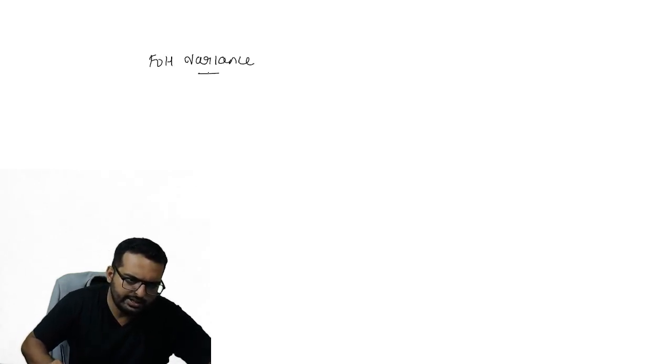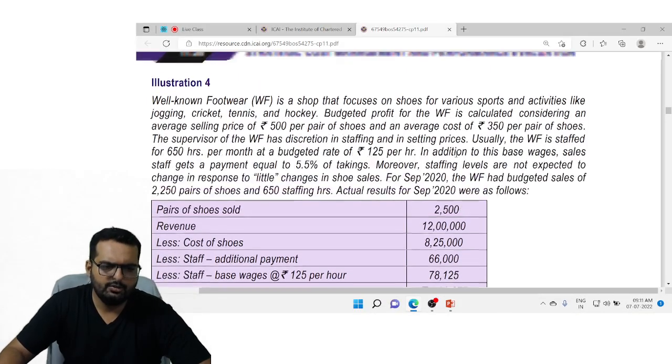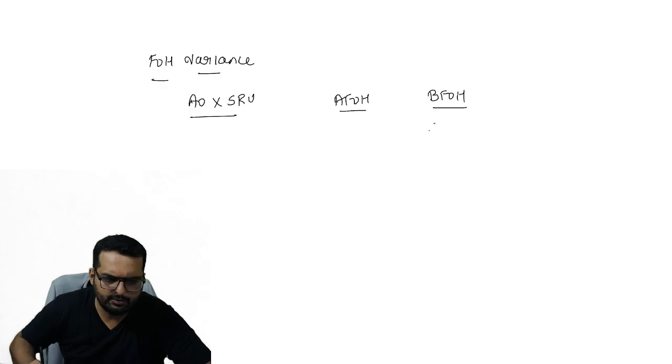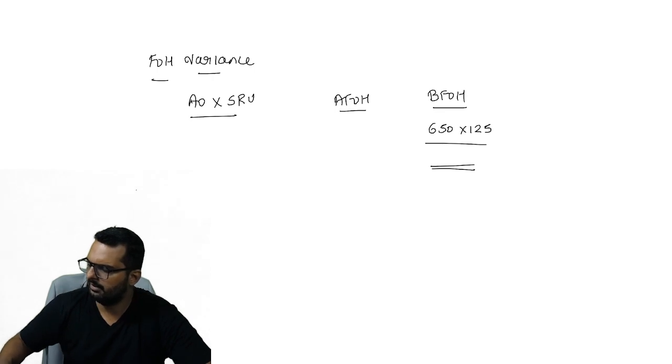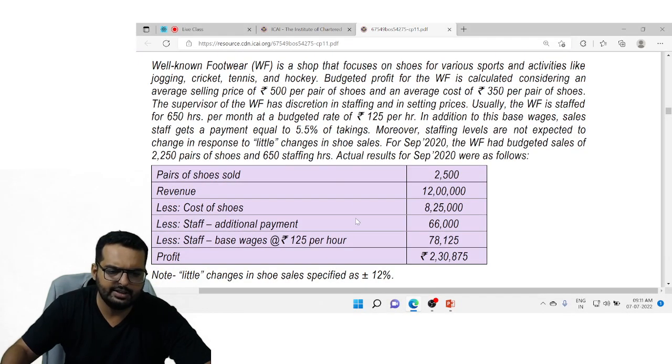Okay. Friends, now the labor part is a fixed overhead. So I'll find out the fixed overhead variance. What is the table format for that? AO into SRU. Then you have AFOH, and the last one is BFOH. Am I right? So in this question, they have already given budget is 650 hours at a rate of 125 rupees per hour. So 650 into 125 is going to be your budget. That is 81,250. Actual fixed overhead we already know, that is given as 78,125.